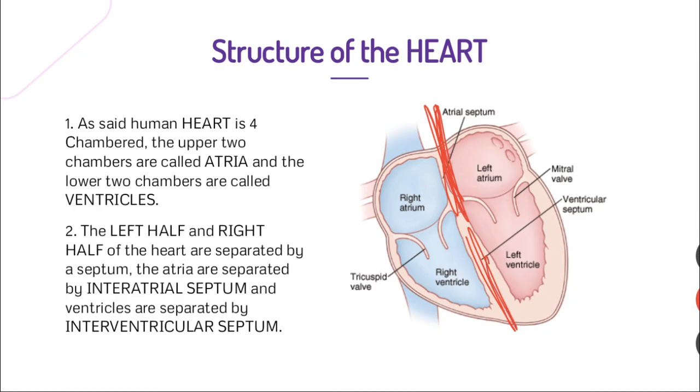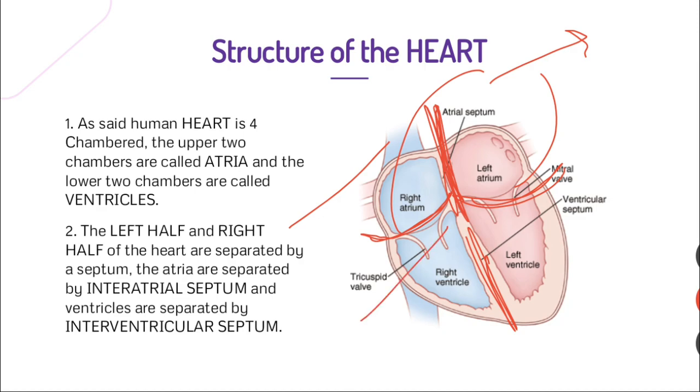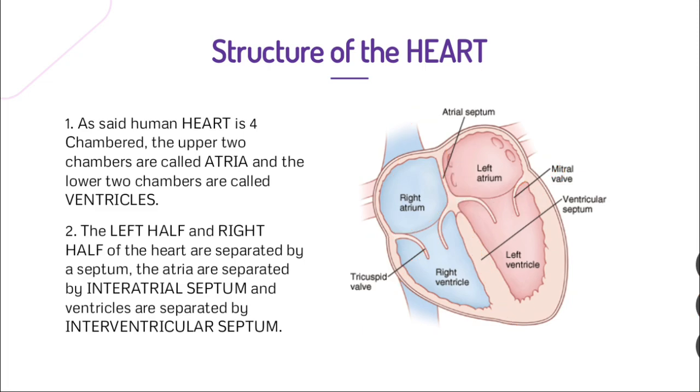And the septum which divides your right atrium from right ventricle and left atrium from left ventricle is called what? It is present between both atrium and ventricle, so it is called the atrioventricular septum. So that is it. This is your structure of the heart.